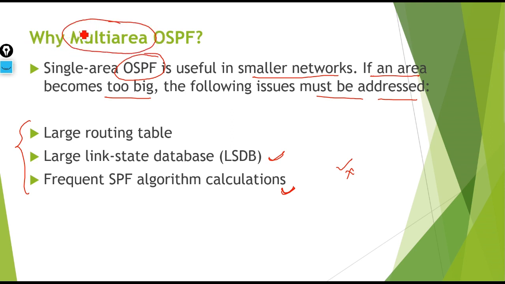So what exactly is meant by the multi-area concept? If you configure area 0 in all the routers, that is considered a single area. If you configure some routers as area 0, some routers as area 10, and some routers as area 20, then it will be considered multi-area. We'll see how exactly this multi-area concept works.